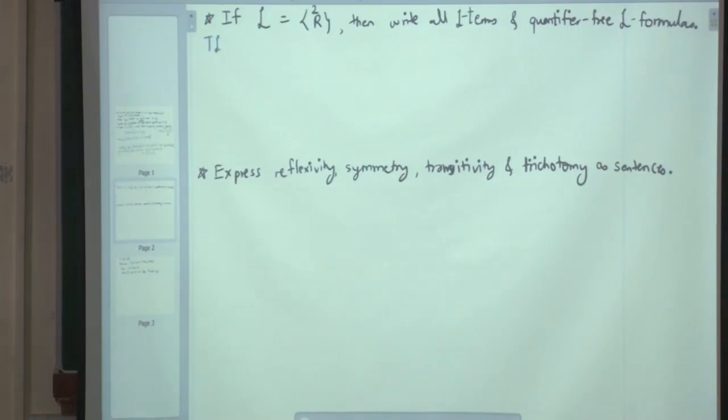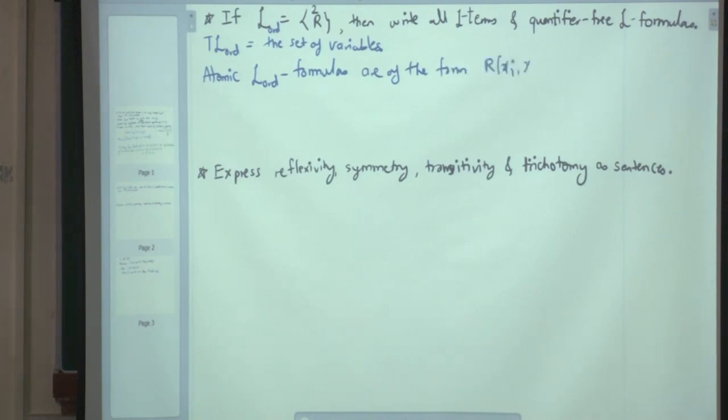Okay, so T_L, we call it T_L, is equal to the set of variables. Then what are the atomic formulas in this case? R x_i, x_j, right? So atomic formulas: R x_i comma x_j. x_i and x_j could be equal, nobody stops them from being equal, and x_i equal to x_j.